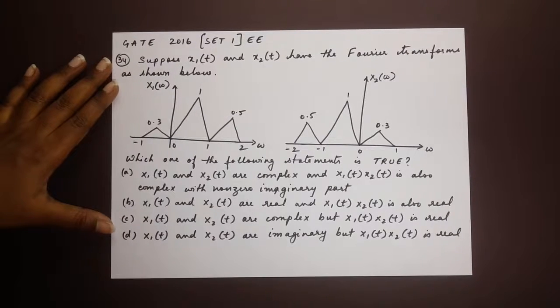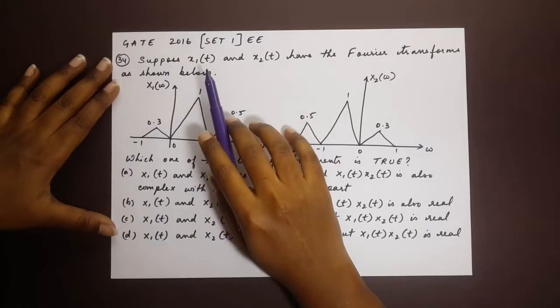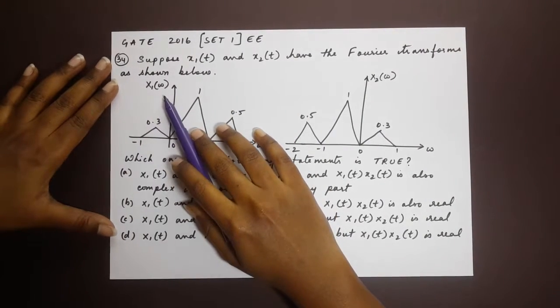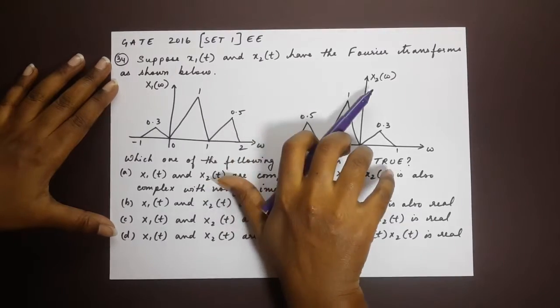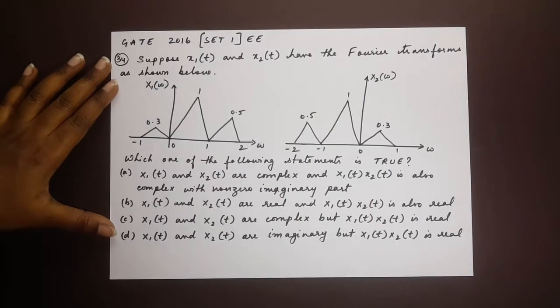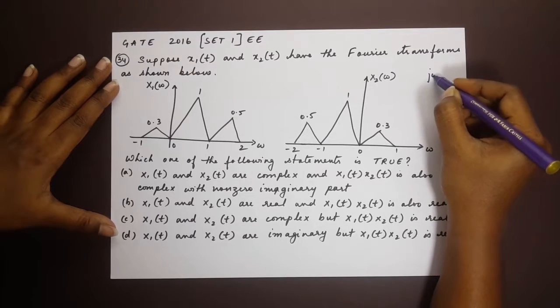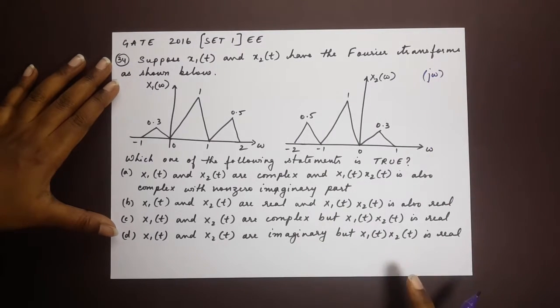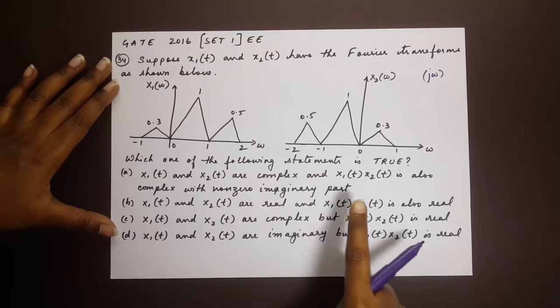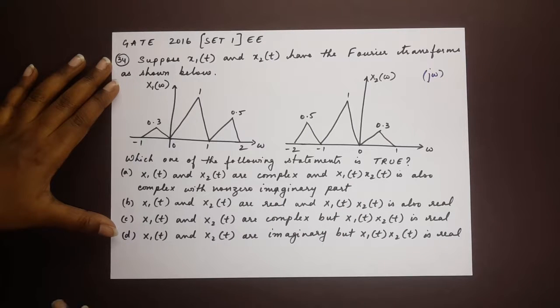Here's the next question, number 34. Suppose x1 of t and x2 of t have the Fourier transforms as shown below, x1 of t corresponding to x1 of omega and x2 of t corresponding to x2 of omega. You should know that the axes are actually j omega. Okay? So, which one of the following statements is true?